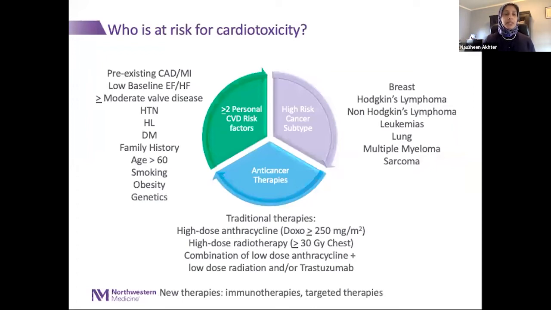So who is at risk for cardiotoxicity? We think about cardiotoxicity and the personal cardiovascular risk factors that a patient brings to the table. We also think about the high-risk cancer subtypes and the cancer therapies that promote cardiotoxicity based on those cancer subtypes.